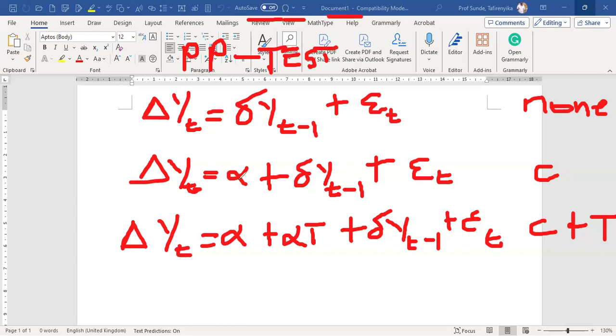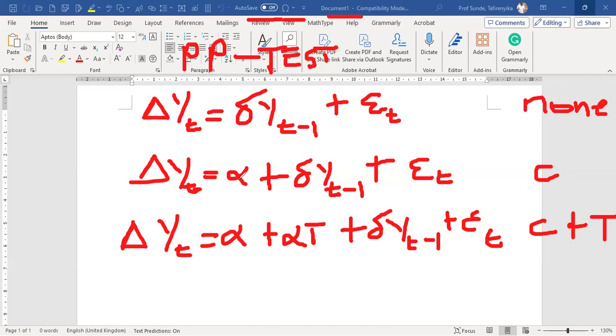You must be able to specify the three Dickey-Fuller test equations. You must be able to write them. If I give you the variable y, you must be able to write the three Dickey-Fuller test equations. You must also be able to specify the hypothesis that you are testing, and you must be familiar with the decision rule associated with those tests. Then you must also be able to specify the augmented Dickey-Fuller test equations, do the hypothesis testing, and make a decision on the results that you already found, right?